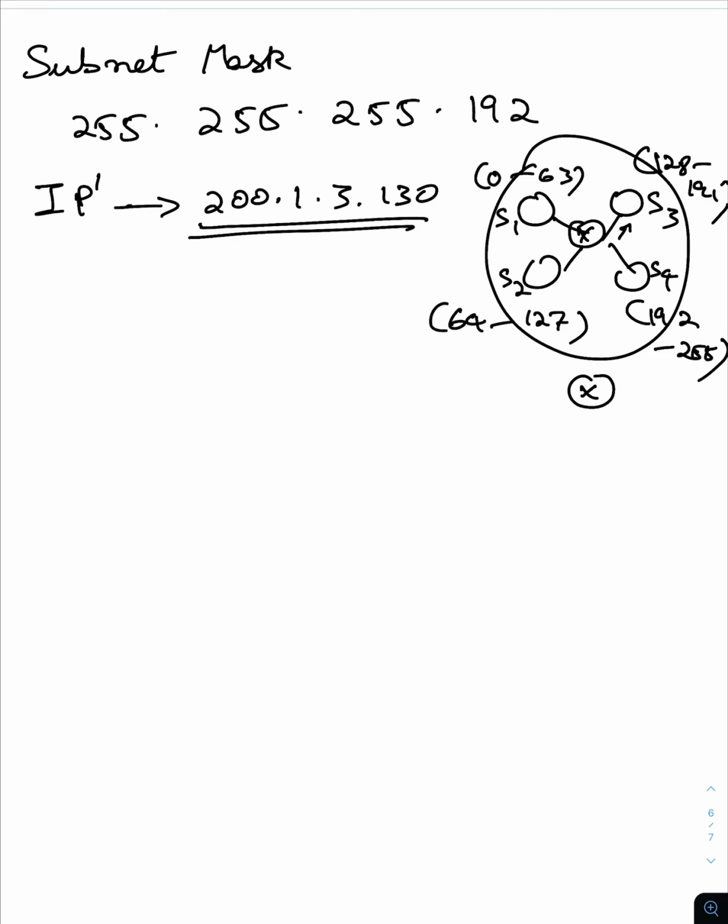So how does the router know? I told you, right? You need to AND your subnet mask with the destination IP for the router to know it's subnetwork 3. It gives the ID of S3. So let's see how it works.